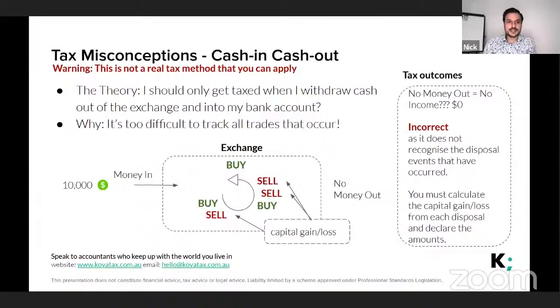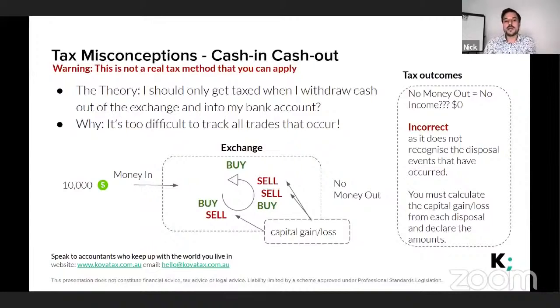So Joe takes his 10,000 Australian dollars, puts it into the exchange, and makes a purchase. Then he makes a sale, so that's a disposal. Then he purchases again and makes another sale and another sale, so they're also disposals. And then he purchases again, but it's all still on the exchange. So there's no money out in this scenario.